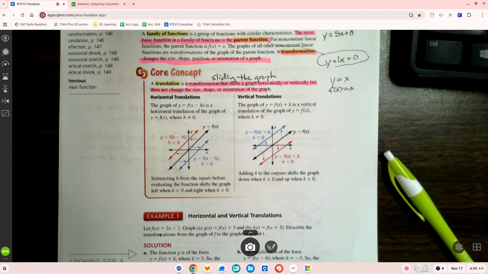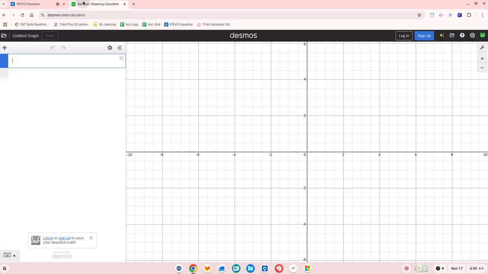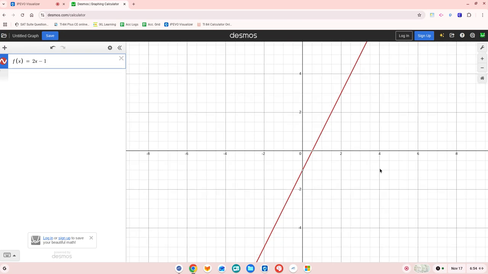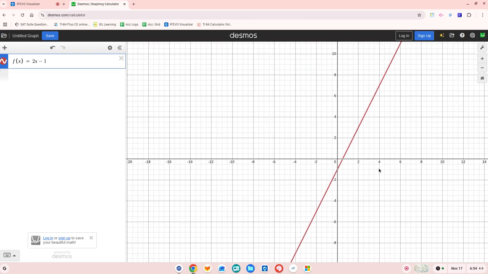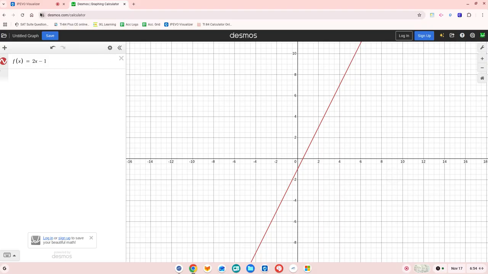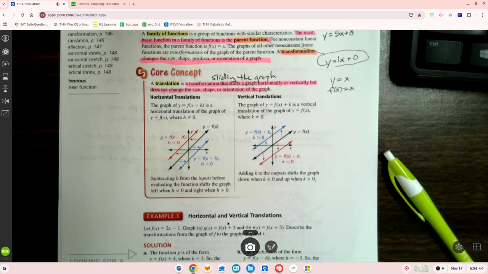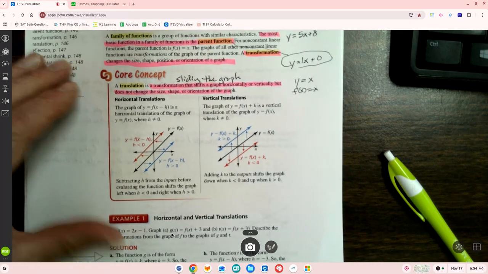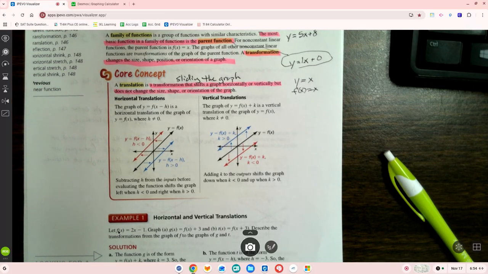Okay, so let's say we had a line f of x equals 2x minus 1. So I go to my calculator here, and I'm going to type this in, f of x equals 2x minus 1. Okay, and you'll see that they even graphed the line for me on Desmos, and I'm just going to blow this up a little bit. Okay, now, for this problem, this is the base function, f of x equals 2x minus 1.